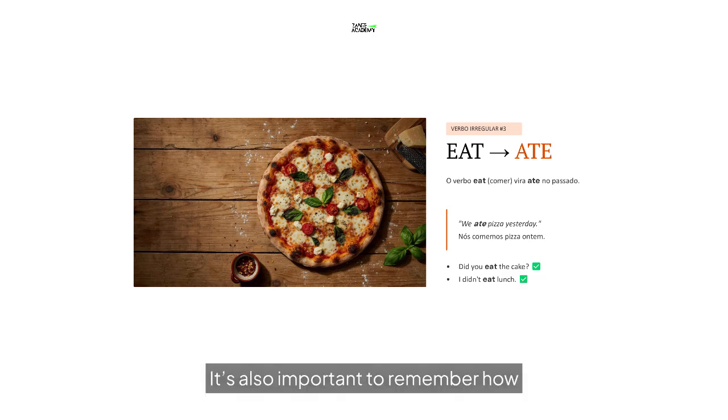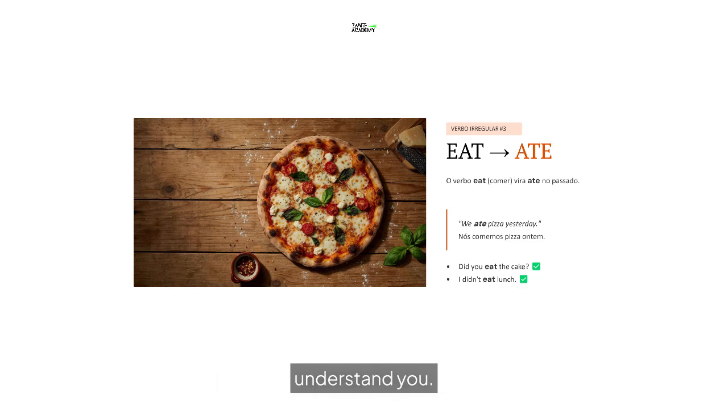It's also important to remember how to use eat in negative sentences. For instance, if you didn't have lunch, you would say, "I didn't eat lunch." Notice how we revert to the base form eat after didn't. This keeps your sentence grammatically correct and clear, making it easy for others to understand you.